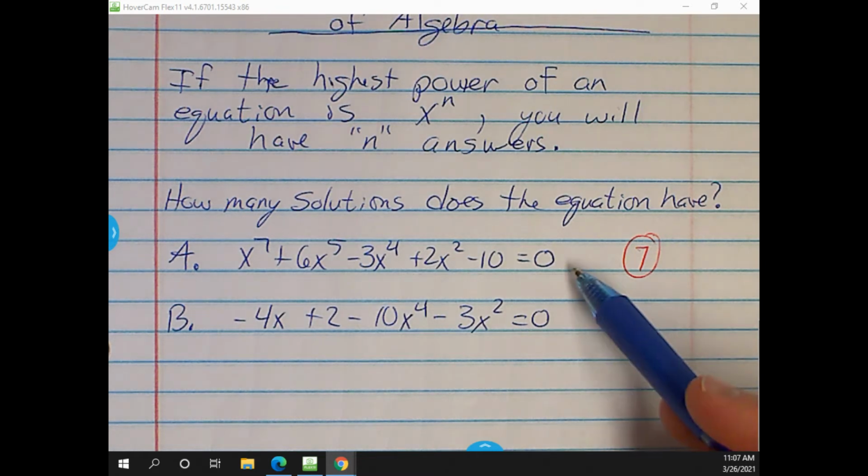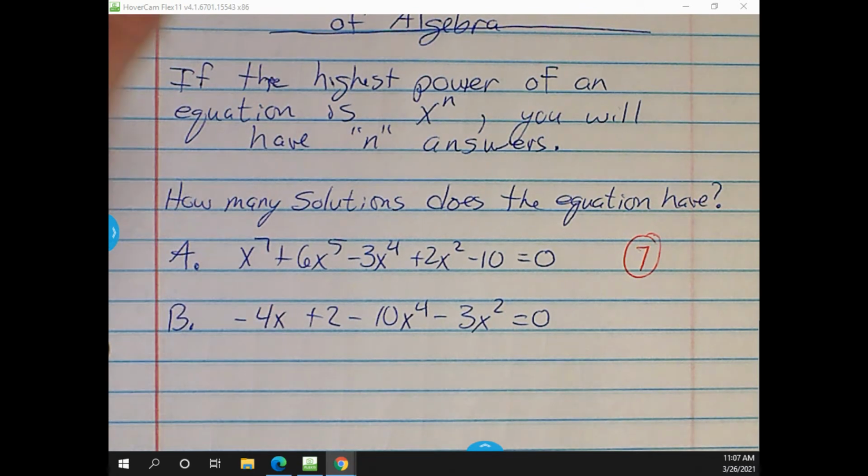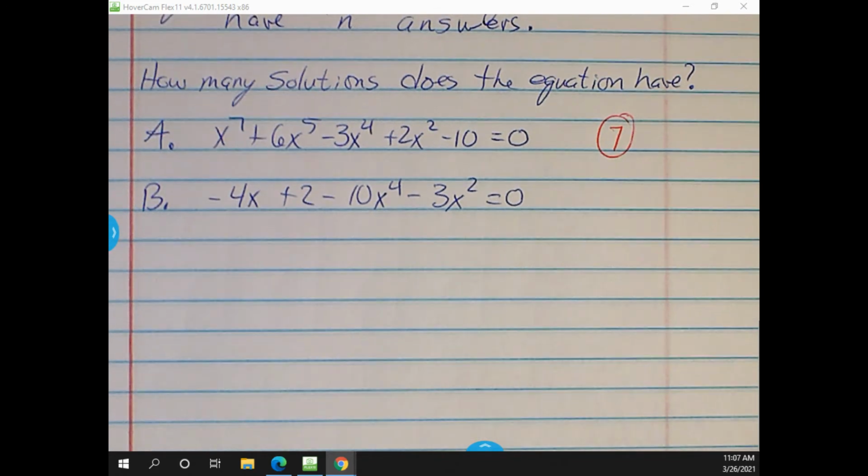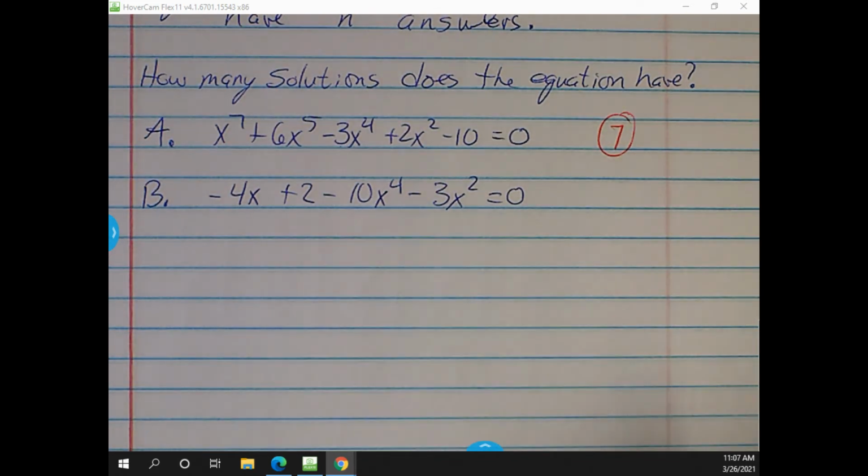This would be standard form, where it's written in descending order. B is a problem where it's just written with no order to it. We just do whatever for this one. Find your highest power. It's x to the 4th. So how many answers are we going to have? 4 answers. There we go. Okay, so that's some of the questions that you'll see in section 6, very simple, very straightforward. Just how many answers does this thing have? And you don't have to find them. In this case, if they just ask how many there are, that's all you have to do.